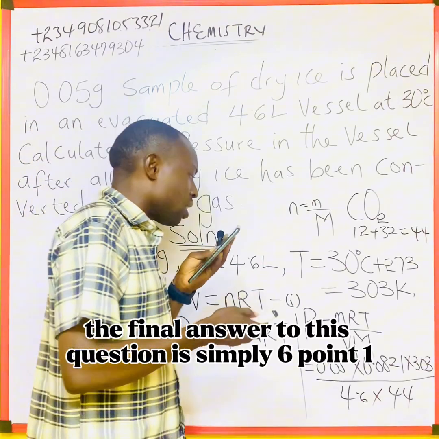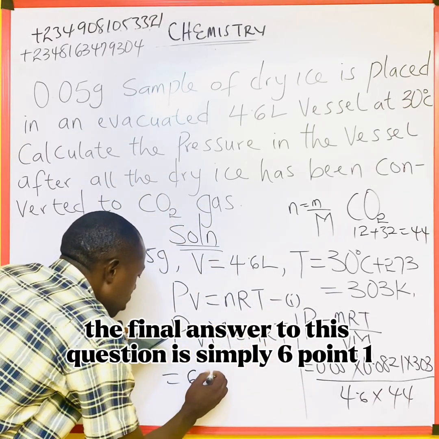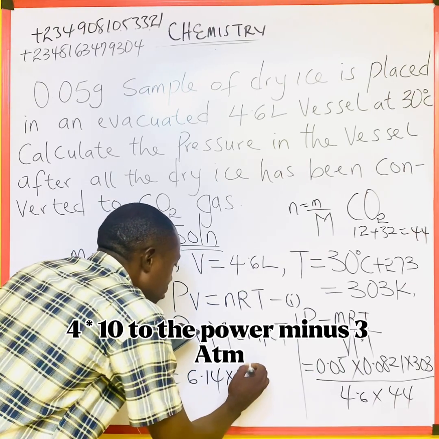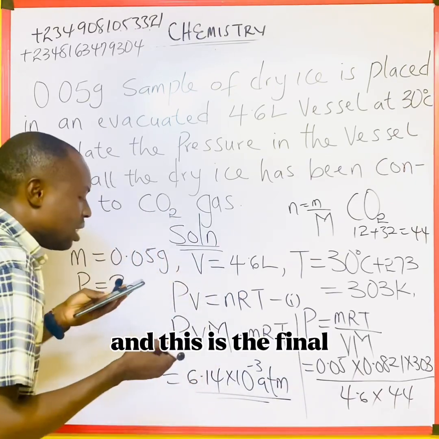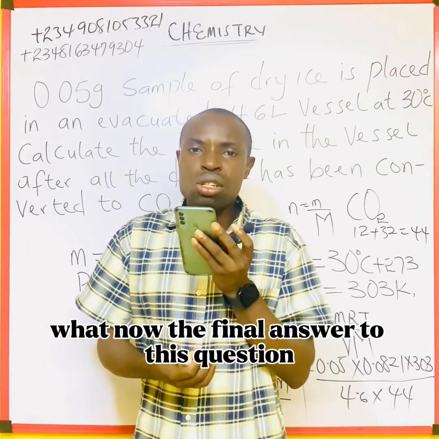So the final answer to this question is simply 6.14 times 10 raised to power minus 3 atm. And this is the final answer to this question.